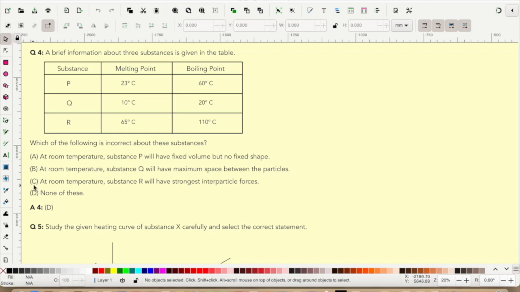Let us check option C. At room temperature, substance R will have strongest interparticle forces. Means it will exist in solid state. Let us check. Substance R's melting point is 65 degrees centigrade, which is much above the room temperature. So R will exist in solid state. So option C is also correct. So all these A, B, C options are correct. So option D, which is none of these, means none of these statements is incorrect, is the correct choice.